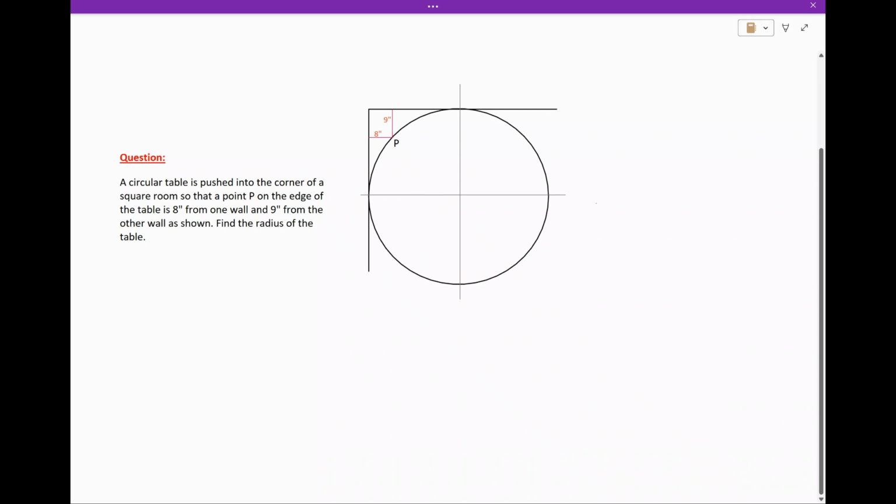A circular table is pushed into the corner of a square room so that a point P on the edge of the table, that is this point, is 8 inches from one wall, 8 inches, and 9 inches from the other wall. Find the radius of the table. This is the radius.